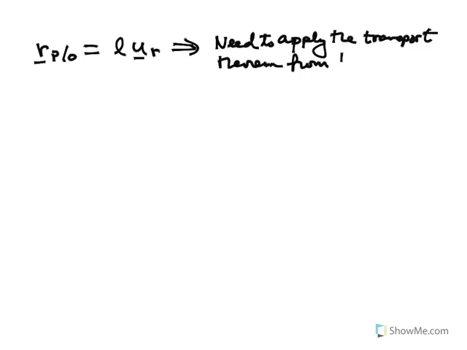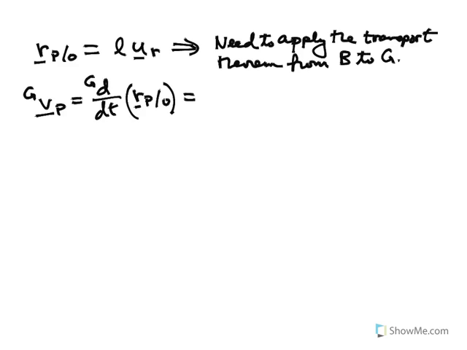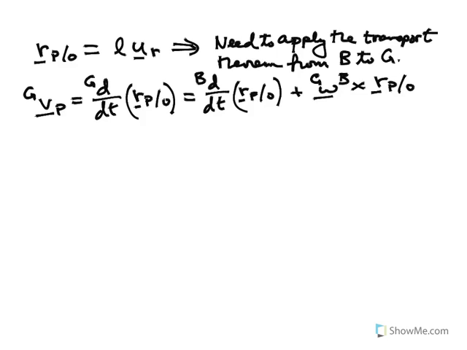from B to G. So that tells us that the velocity of point P in G is equal to the rate of change in G of the position of P relative to O, which is equal to the rate of change in B of the position of P relative to O, plus the angular velocity of B in G crossed with the position of P relative to O. Now the first thing that we need to do here is compute the rate of change in B of the position of P relative to O. But that's equal to 0 because L is constant and UR is fixed in B.